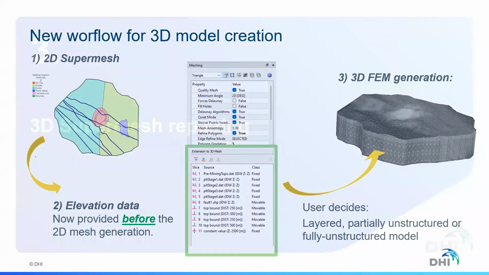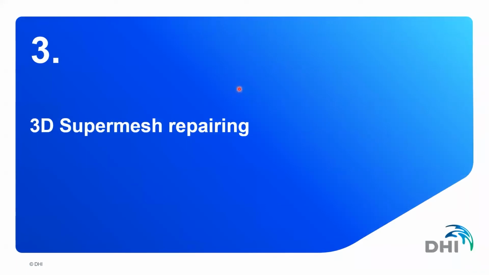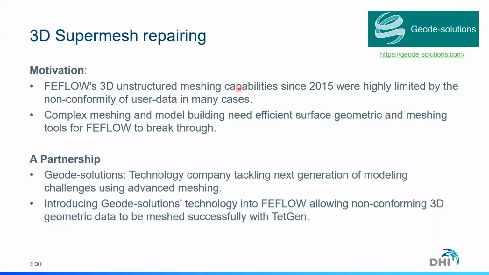The other major focus of this release is handling unstructured meshes. As I pointed out in my timeline, in 2015 with the release of FEFLOW 7.0, it was the first time that we introduced unstructured meshes. We have been doing quite a lot since that time, but there was obviously a major limitation, which basically depends on non-conformities coming from the geometrical data.